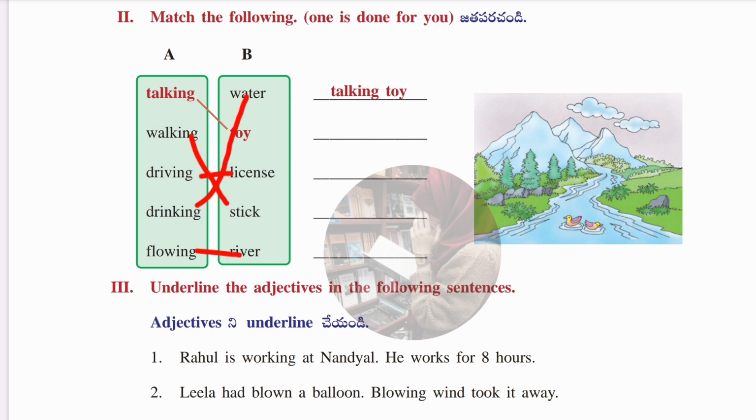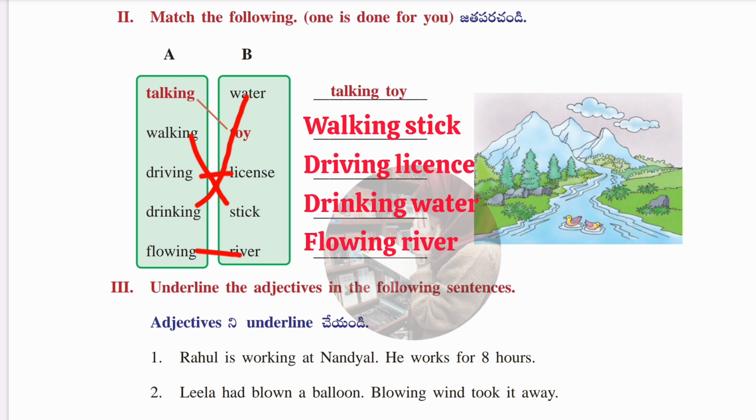Okay, so one is done, which is talking toy, like that. Next, walking stick. Next, driving license. Next, drinking water and flowing river. Okay, guys, this one we have to write down again in the blank. Okay, talking toy, walking stick, driving license, drinking water and flowing river.